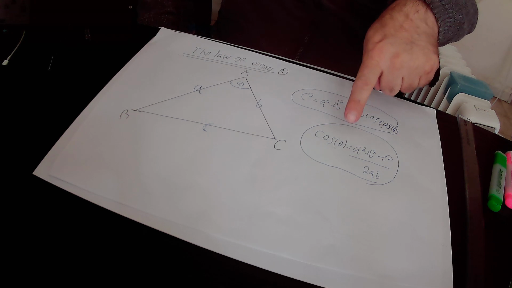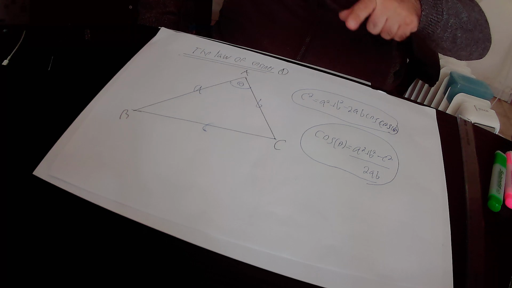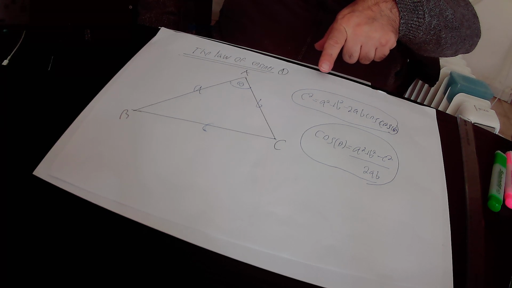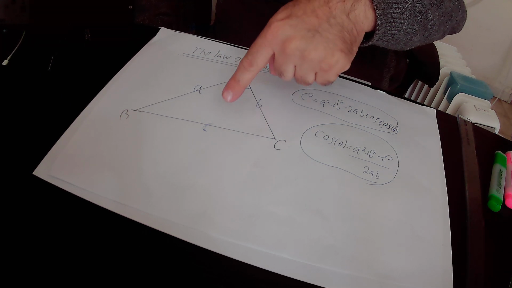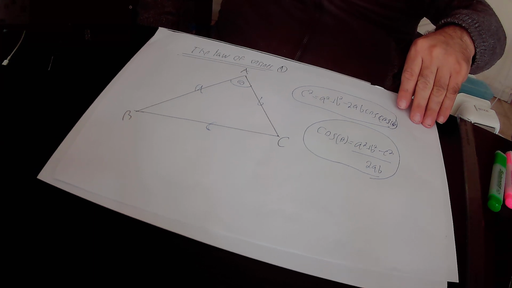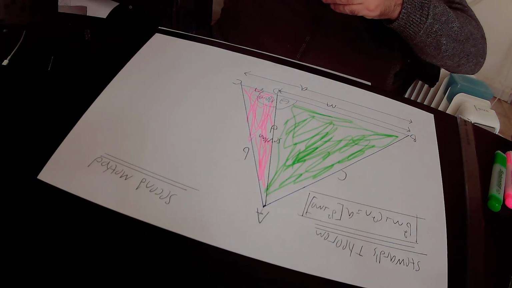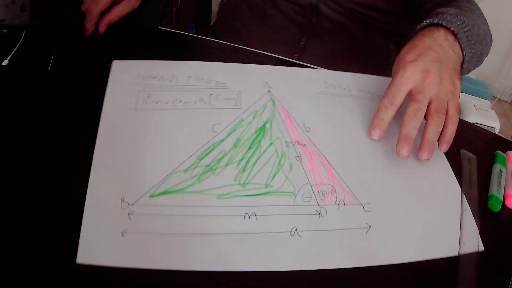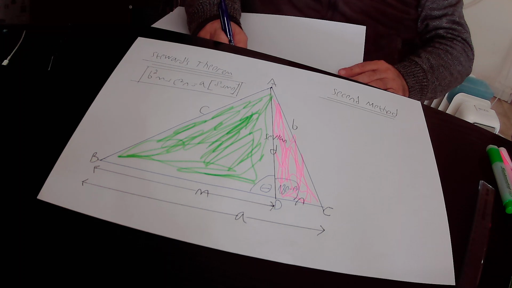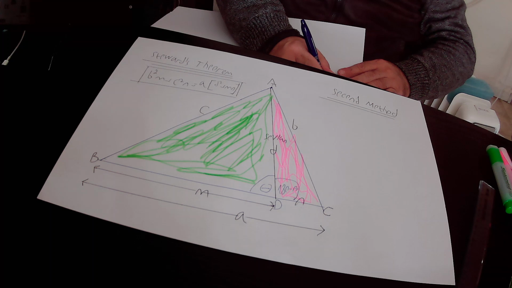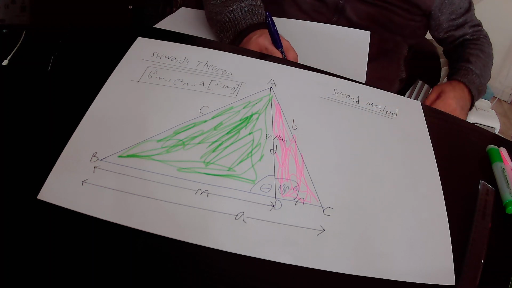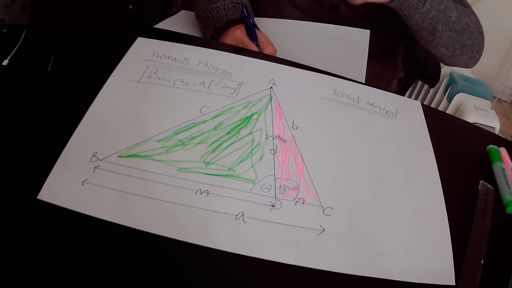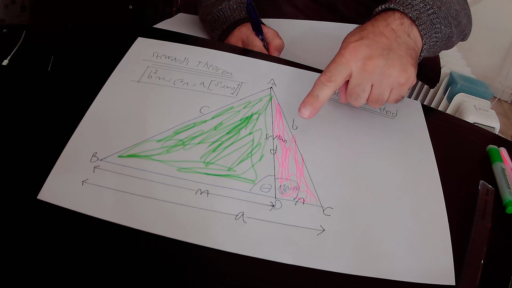From this equation, it is very easy to arrive at this equation. By adding to this equation 2 times ab cosine theta, then subtracting from this equation c square, and then dividing by 2 times ab, we'll arrive at this equation: cosine theta equals a square plus b square minus c square over 2 times a times b. So we'll implement the law of cosines in the green triangle ADB. According to the law of cosines in the green triangle ADB, cosine theta equals d square plus m square minus c square over 2 times d times m.